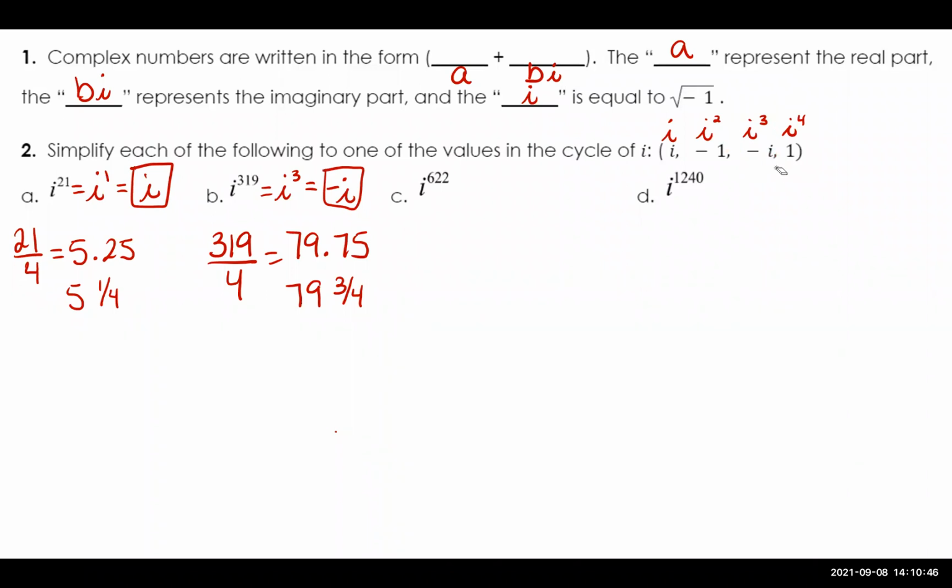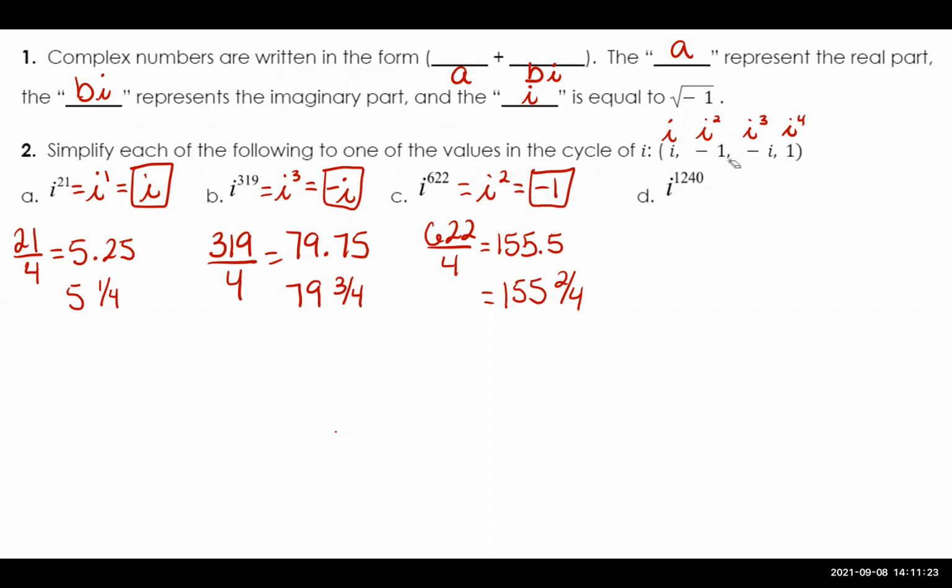Okay, next we have 622. 622 divided by 4 would be 155.5. So 0.5 would be the same as 2/4. I know that's not a simplified fraction, but I need it with a denominator of 4 to show how far we made it through that next part of the pattern. So we made it to the second part, which would be I squared, which is equal to -1.